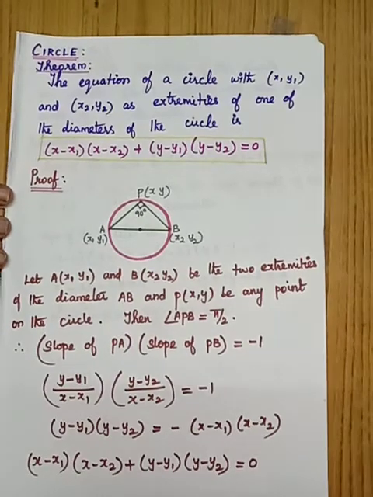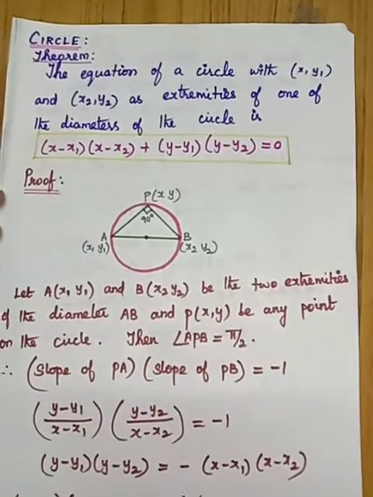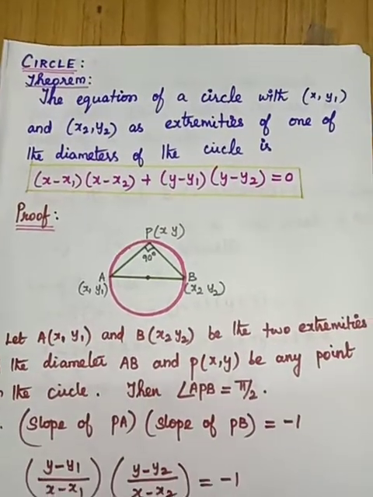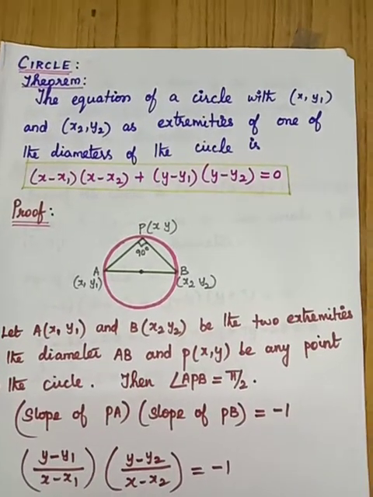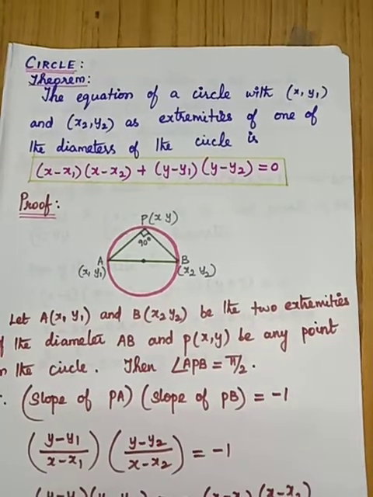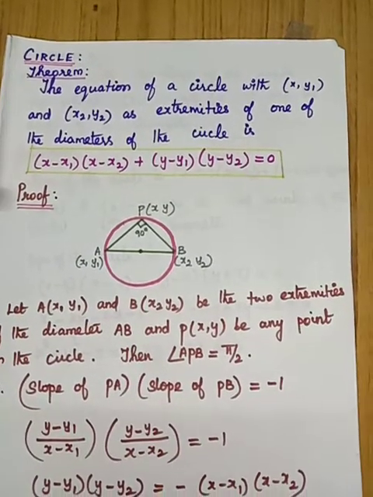Students, in the previous class we have seen how to find the equation of the circle if the center, radius and passing points are given. Today we are going to see some other aspects of the circle.